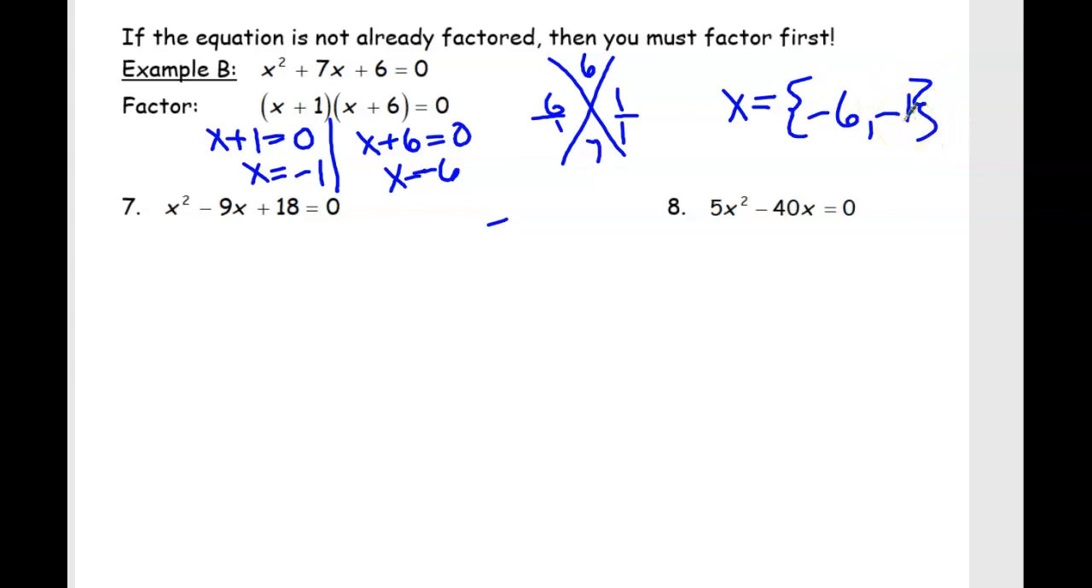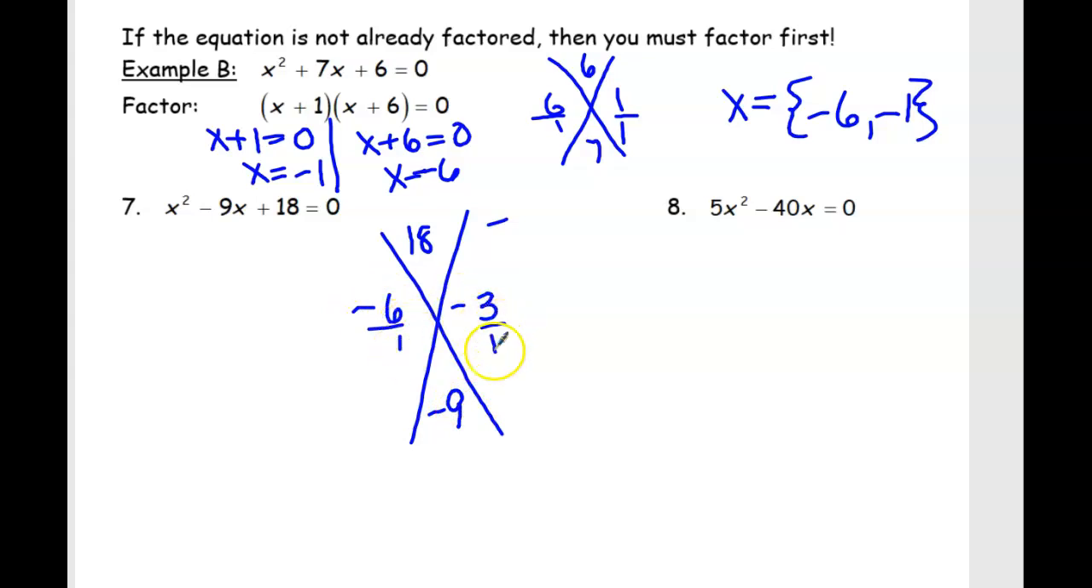Okay, so let's look at number 7. I'm going to start by making my x. I'll put 18 up top, -9 down at the bottom. We're going to multiply -6 times -3. Divide by that leading coefficient.